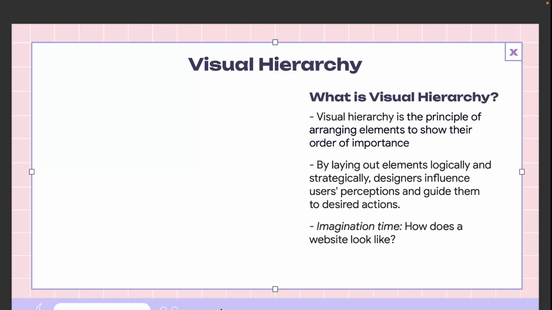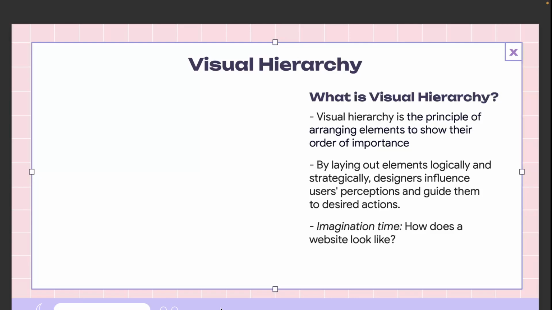So now what is visual hierarchy? Visual hierarchy is the principle of arranging elements to show their order of importance. The example that I told you right now, just replace the employees with colors or the text, and then you will get the answer. So you are arranging the elements to show their order of importance. What do you want to show to the user? What is it that the user wants to see first? That importance. We'll see more about it, but I hope you got the point.